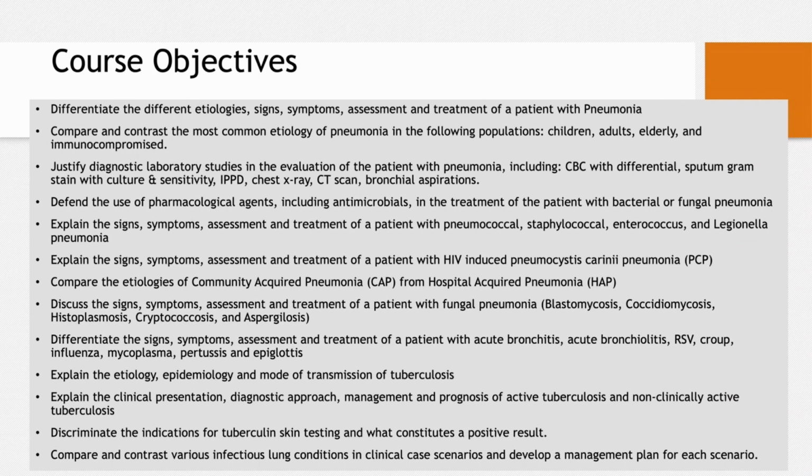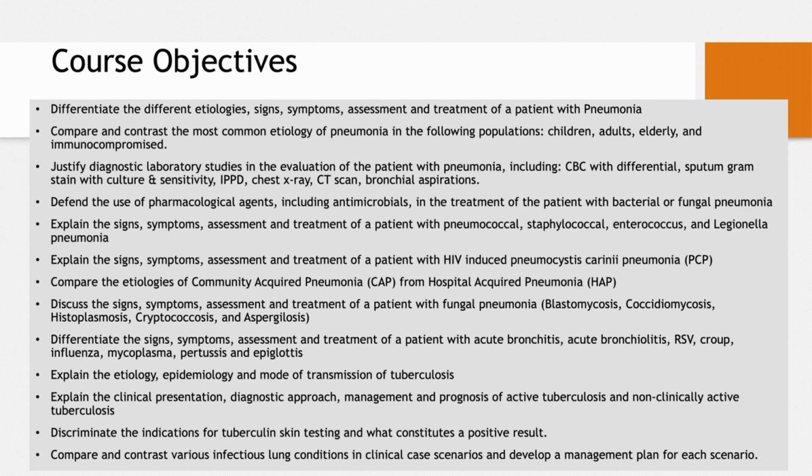As you can see, there are a lot of course objectives for the respiratory infections lecture, and that's because it's probably the most material dense lecture that we have in this module. And so I would definitely look at each of these and be able to have a very organized response to each of these course objectives.